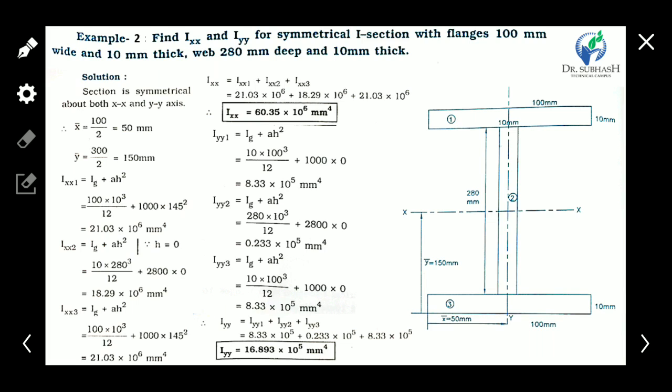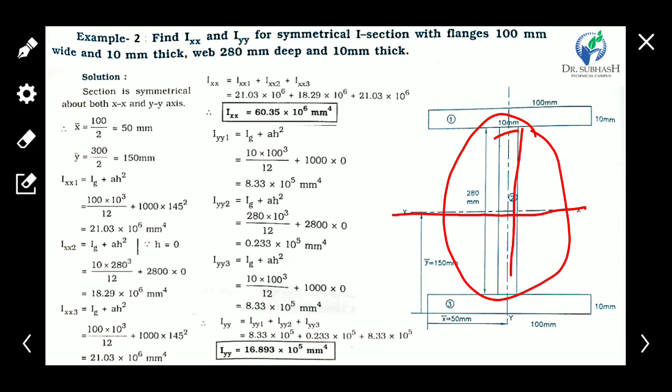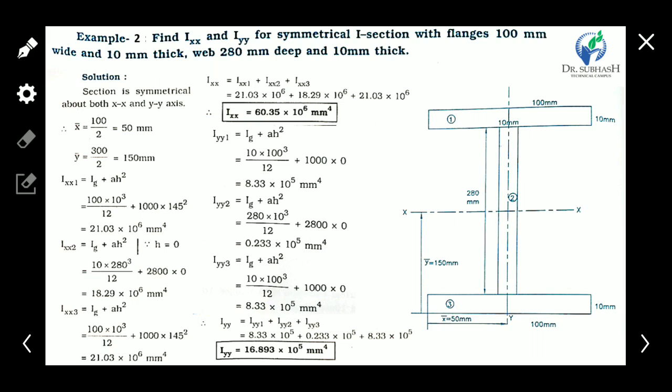Okay, now we get the moment of inertia for the second element about this x axis. So first of all we have to find out the Ig for element 2. It's bd cube, so breadth is 10 and d is 280, so 280 cube into 10 by 12, and now A into h square.